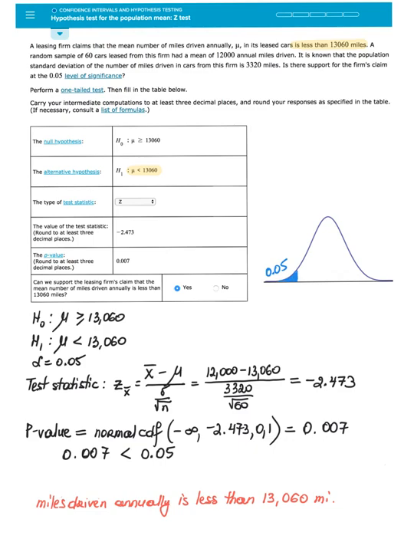The claim of the leasing firm that I highlighted over here, the fact that their annual mileage they're saying is less than 13,060 miles on average, is what we are trying to find evidence for. This is the statement that will represent the alternative hypothesis.